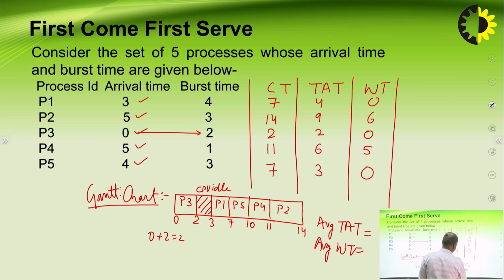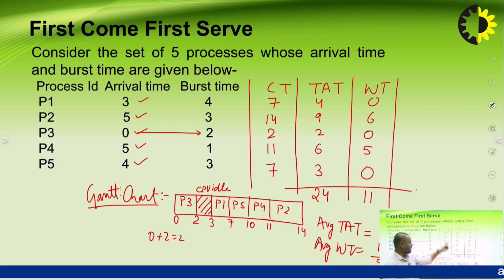How much is the average? For that, we have to calculate this one. 6 plus 5, 11. So 11 upon 5. And for this, 24 upon 5. So this is the average TAT and this is the average waiting time, as I have calculated from the mouth, but it can be correct or not.